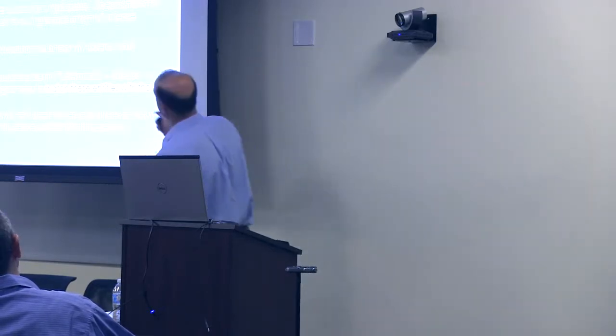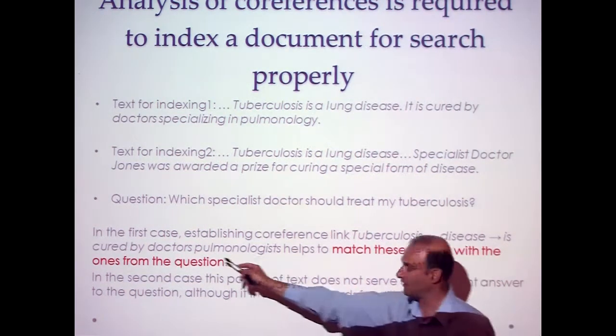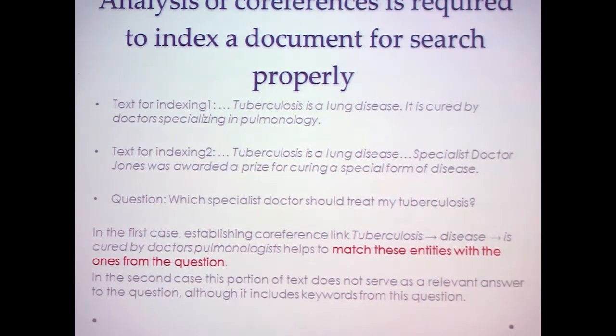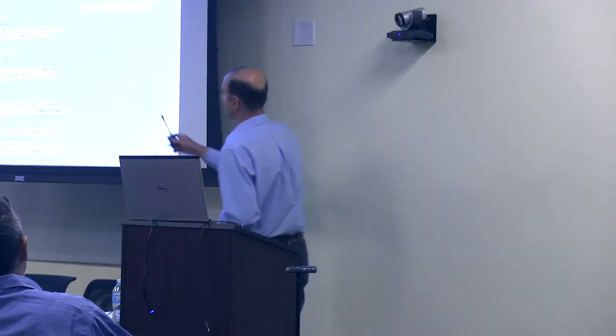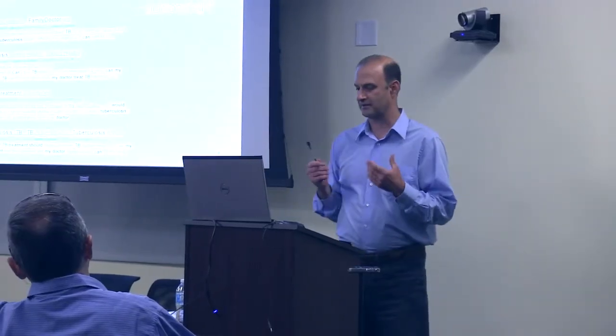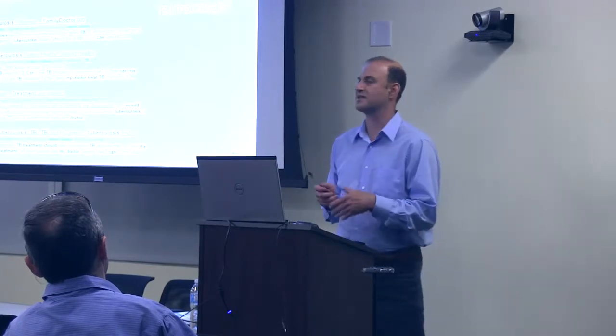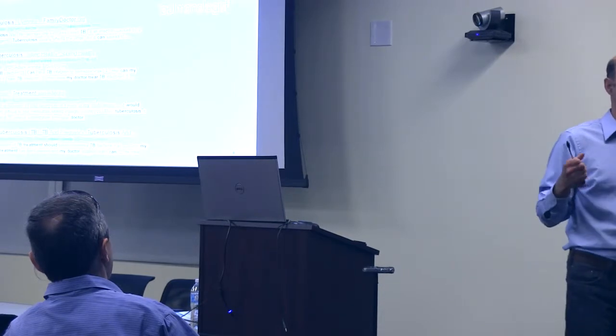So in this case, at indexing time, we put a phrase: tuberculosis, disease, doctors. And if we did it at indexing time, we would do better answering this question. Okay? And this is one linguistic phenomenon, coreference, anaphora. We have two sentences, and they are linked by a pronoun. The purpose of this work is basically to explore what kind of linguistic theories can help us exceed the boundary of a sentence and answer more complicated questions.